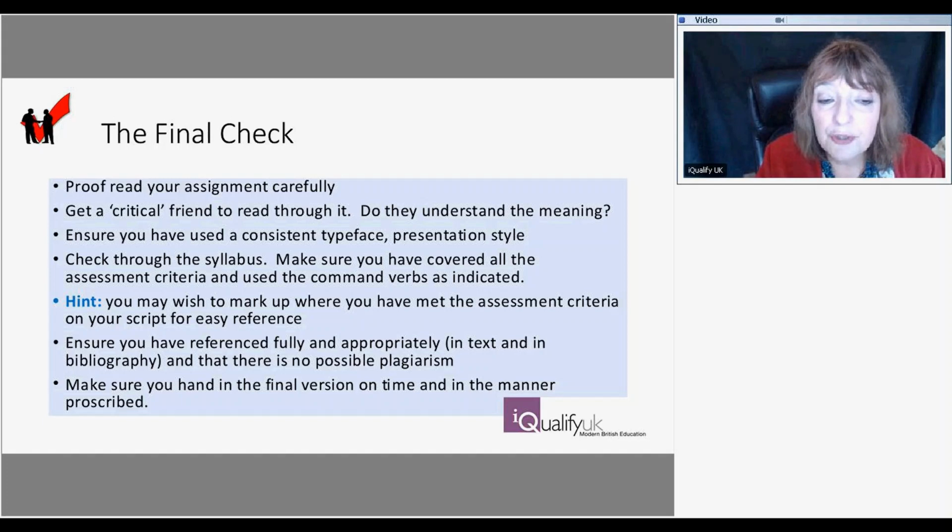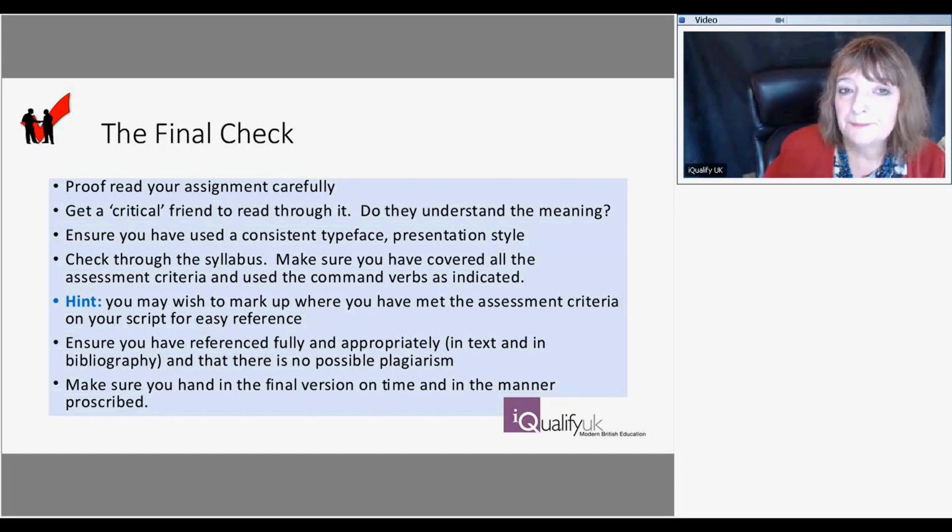And ensure you have referenced fully and appropriately in text and in the bibliography, and that there is no possible plagiarism. Remember, plagiarism will be penalised. Whatever you do, plagiarism will be penalised. Make sure you hand in your final version on time and in the manner prescribed.